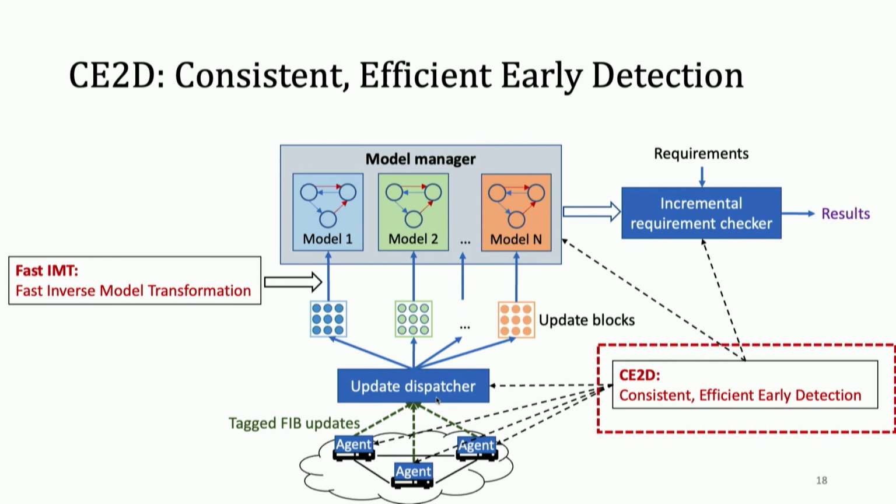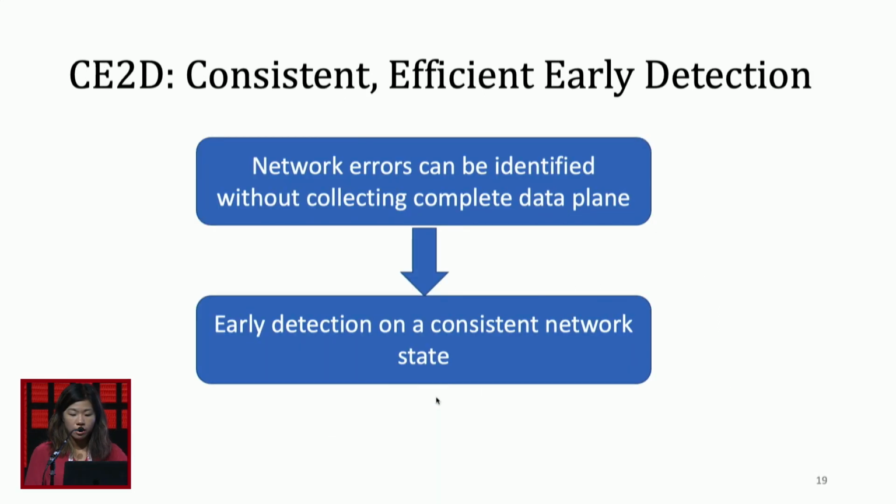The second idea is consistent, efficient early detection. Again, the observation is that network errors can be identified without collecting the complete data plane. One example is loop. When a loop happens, as long as we collect all the updates from the switches that are involved in the loop, then we can declare a loop. Right? As long as these switches send us all their updates, we don't necessarily need to have the updates from other irrelevant switches in the network. So that leads to our key idea to perform early detection on a consistent network state.